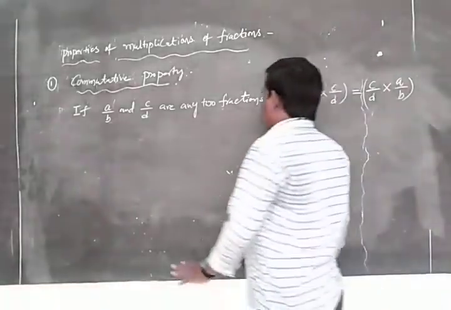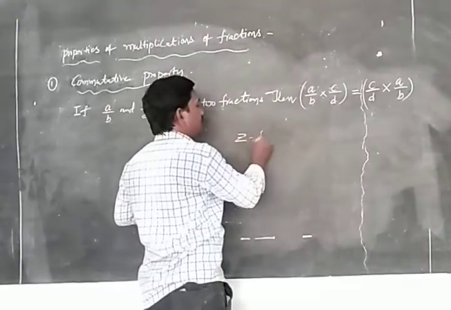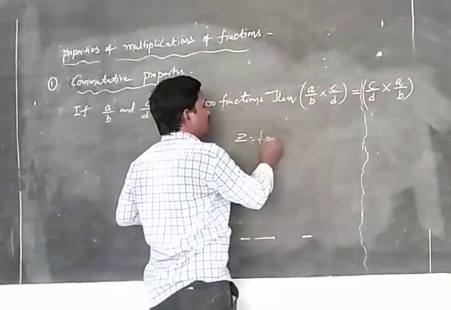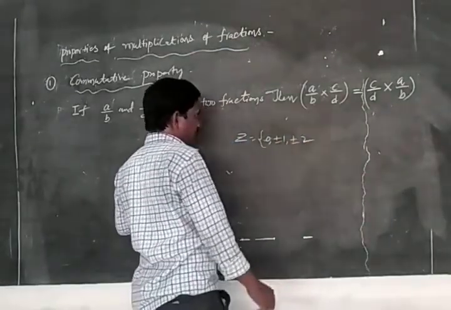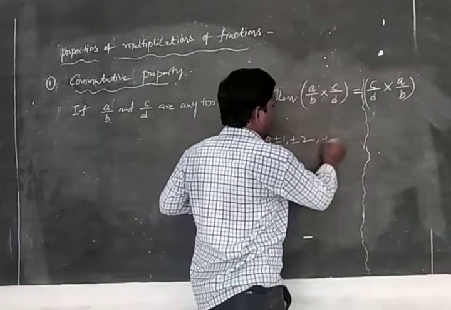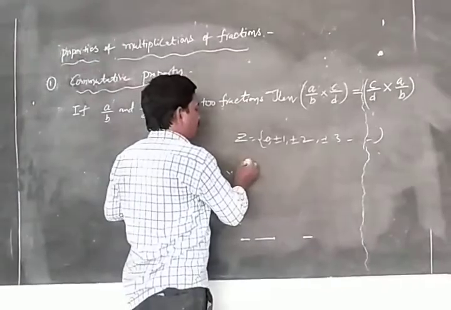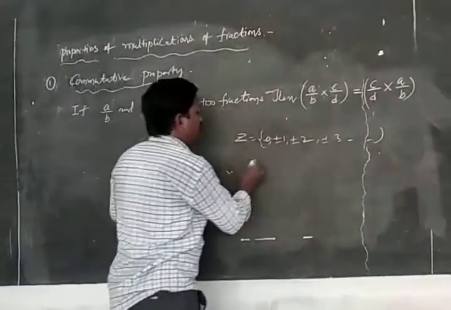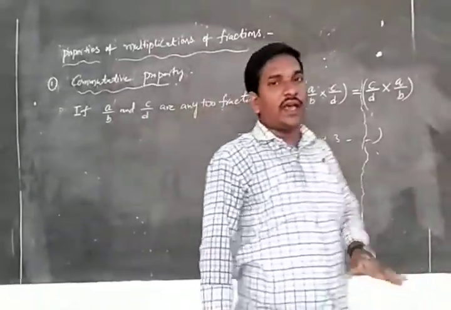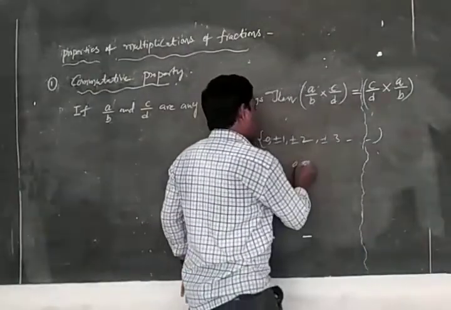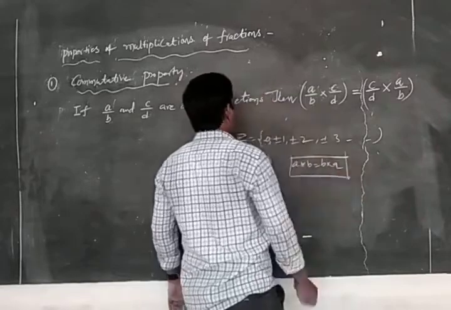Okay. In the properties of integers, we know that integers Z equal to plus or minus 0, plus or minus 1, plus or minus 2, plus or minus 3, and so on. In commutative property, a, b are any two integers. a into b equal to b into a. This is the commutative property in the integers.